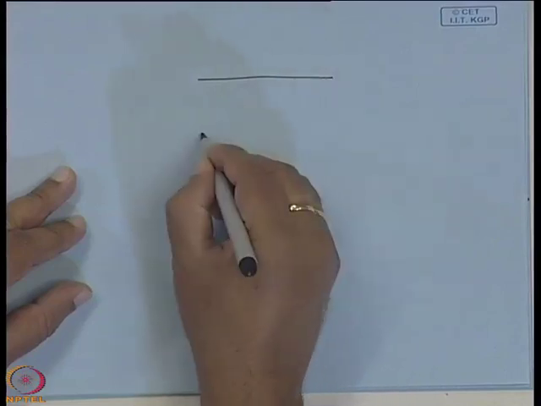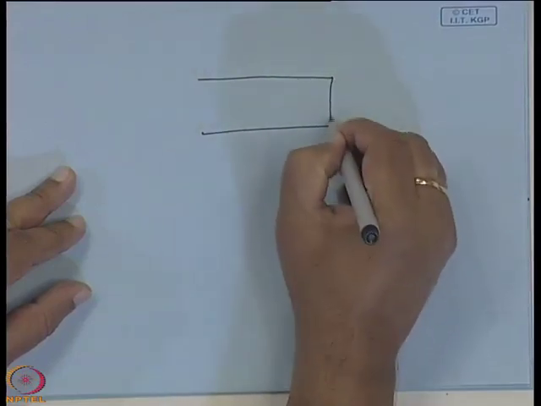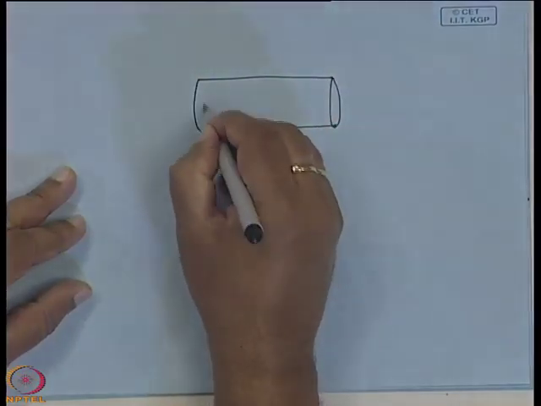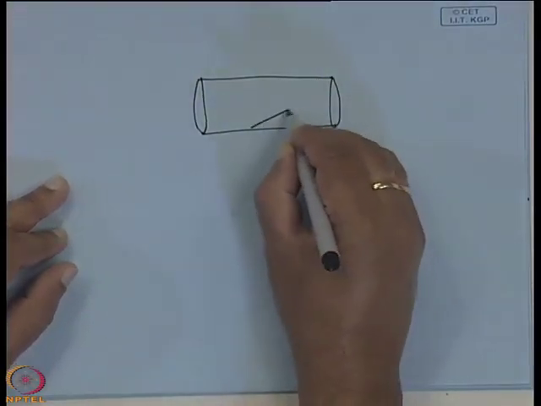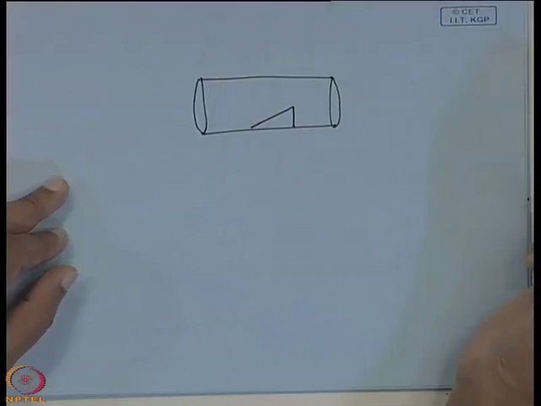CVD reactor will be a quartz tube type of thing. You have seen the reactor for the diffusion, you have seen the reactor for the oxidation or ion implantation. So, almost the same type of thing. Say this is your quartz tube reactor, this is a reactor. Here this is the susceptor.